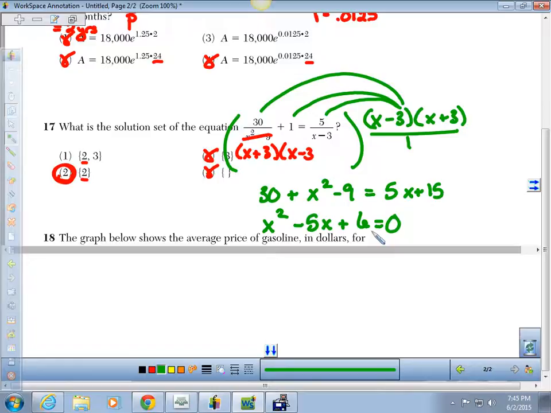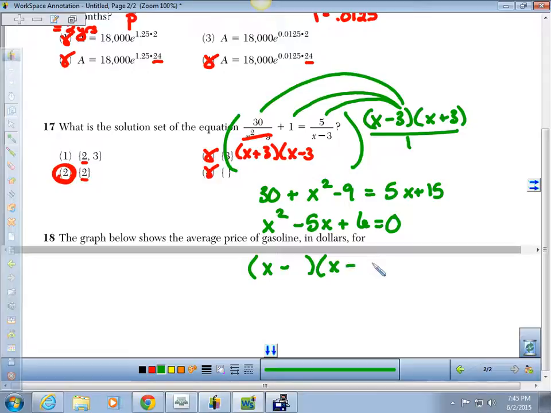What are the 3 ways we have to solve a quadratic equation? Quickest and easiest, if it will work, is factoring. Process of completing the square. Or we've also got the quadratic formula as well. This one we can factor. My signs are going to be the same. They are both going to be negative. So we're going to have an x minus and an x minus.